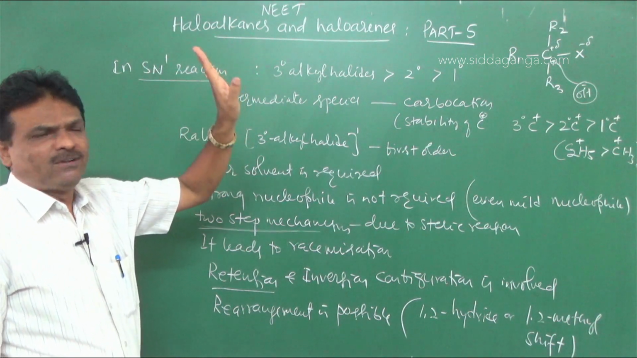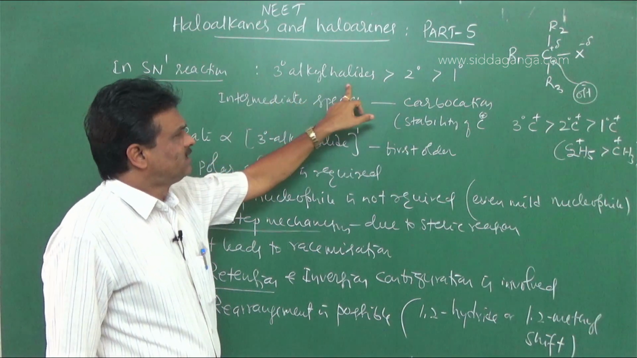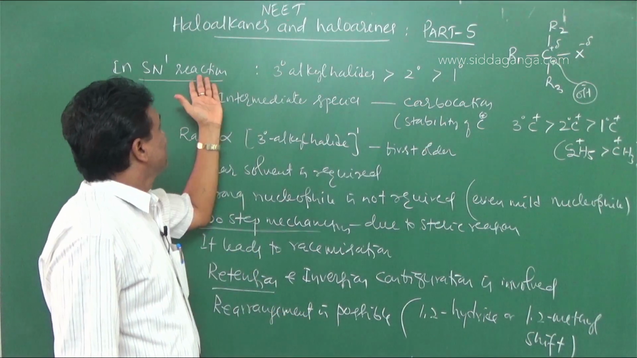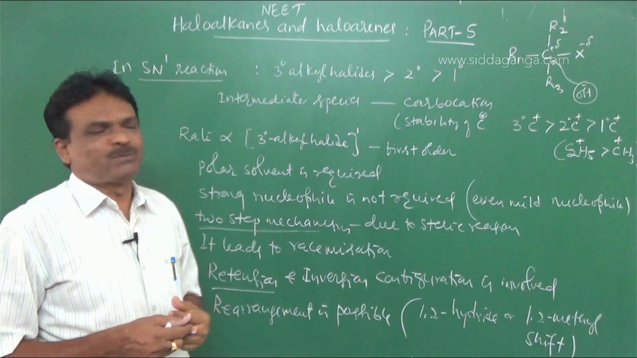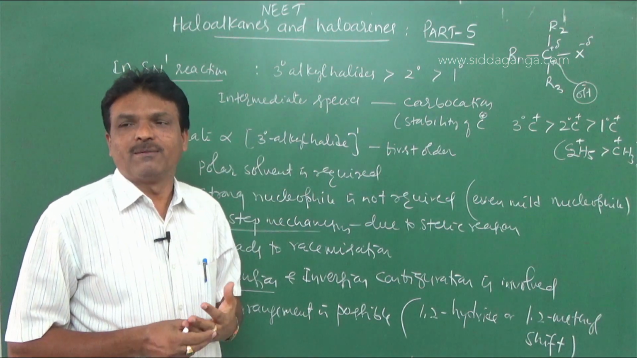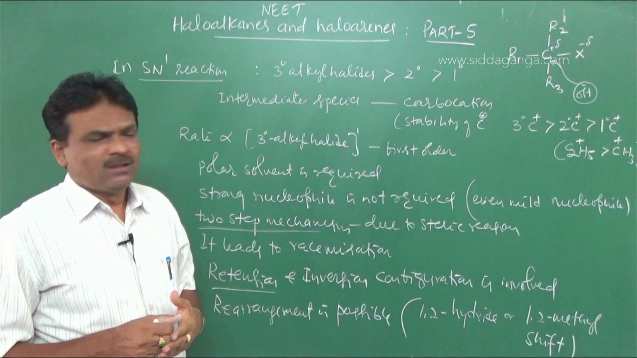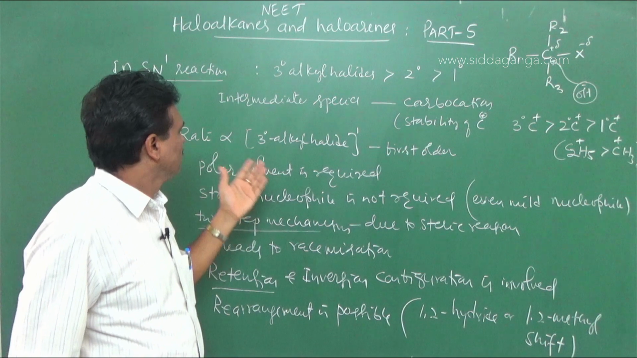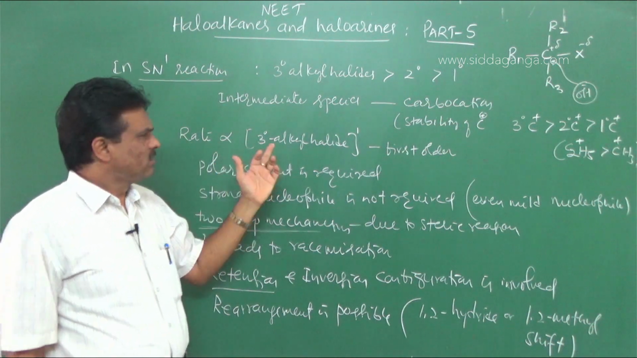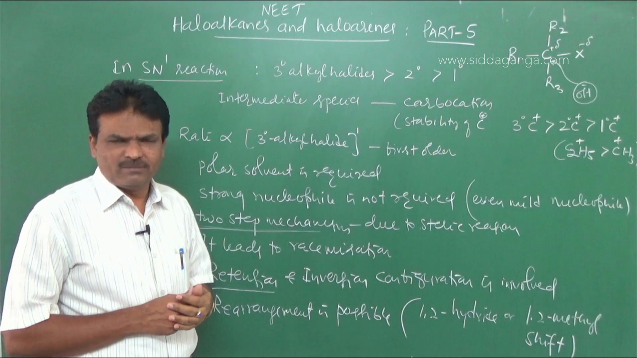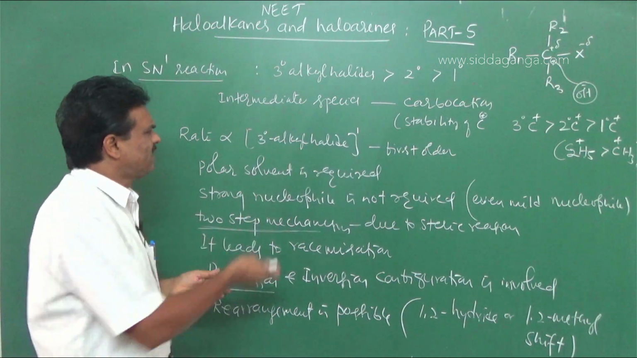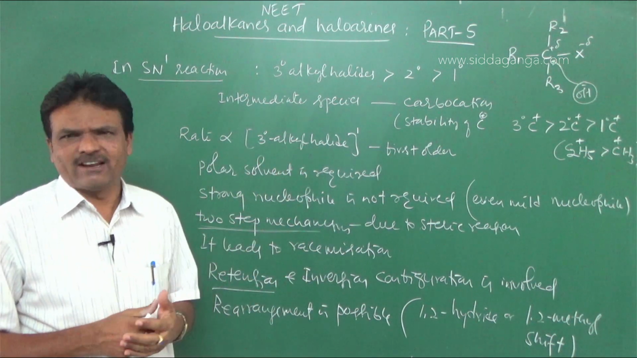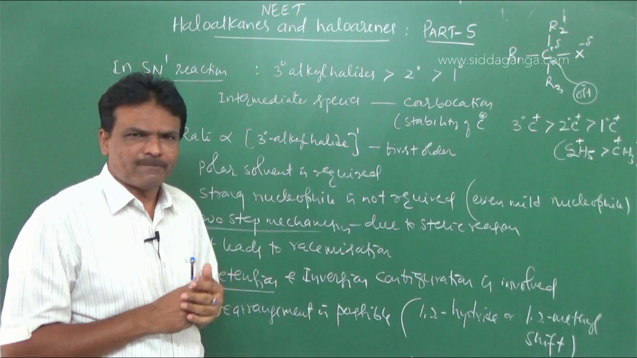The order of reactivity of different alkyl halides in the SN1 reaction is: 3-degree alkyl halides are more reactive than 2-degree and 1-degree. In the SN1 reaction, the intermediate species is a carbocation. Carbocation is always planar, stabilized by the positive inductive effect. Then the rate of reaction depends on the concentration of only the tertiary alkyl halide, meaning the alkyl halide, or in general, not only tertiary alkyl; if a secondary alkyl halide is involved, it depends on the secondary alkyl halide. So it totally depends on the alkyl halide.